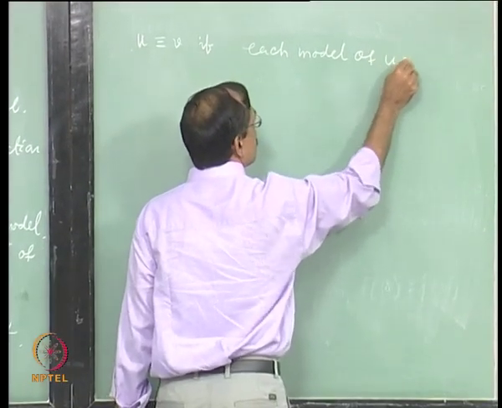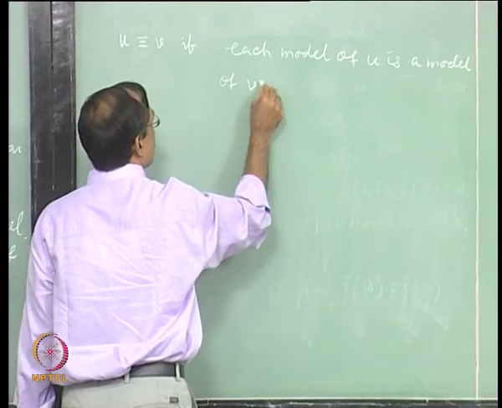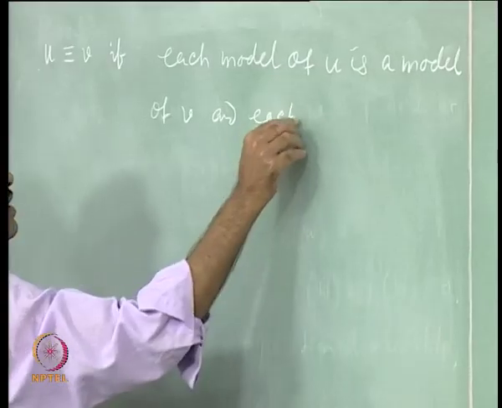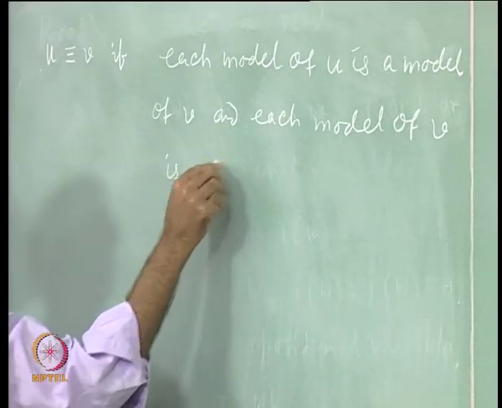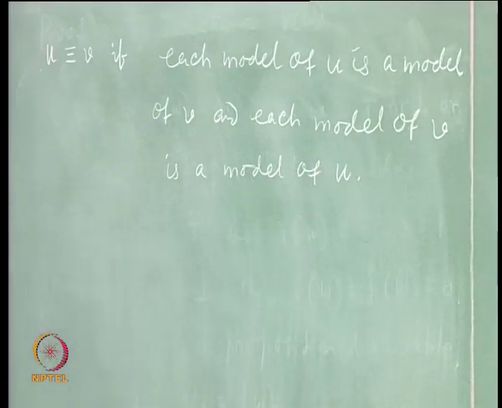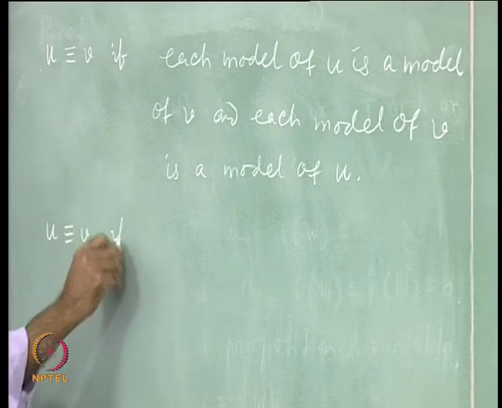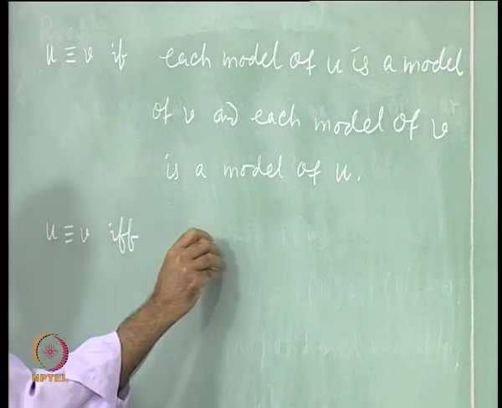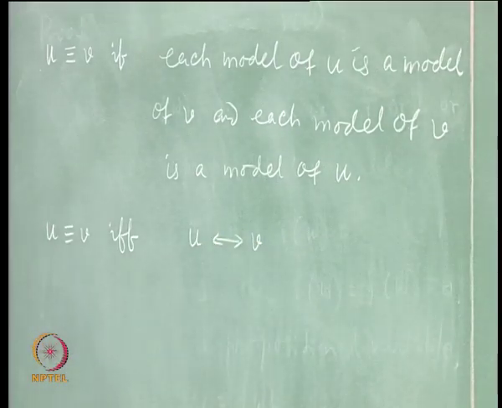So, we can take it as a definition now, say u is equivalent to v if each model of u is a model of v and each model of v is a model of u. Fine. Then it should be very clear that u is equivalent to v if and only if u if and only if v is valid. Is that okay?